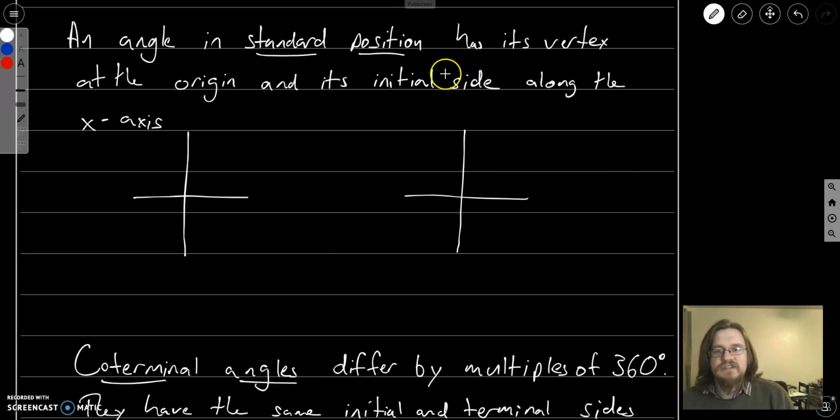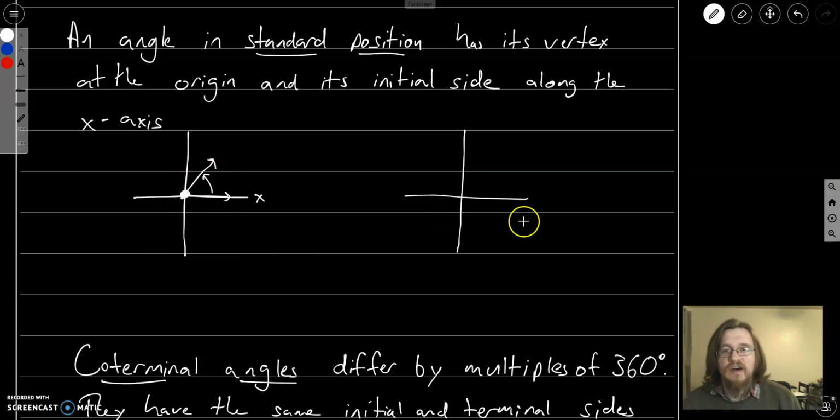So the standard position that an angle is going to be in, the initial side is going to be right along the x-axis, and the vertex of the angle is going to be right here at the origin. So a 60-degree angle is going to look something like this. So here we have the initial side on the x-axis, and we have the terminal side up here.